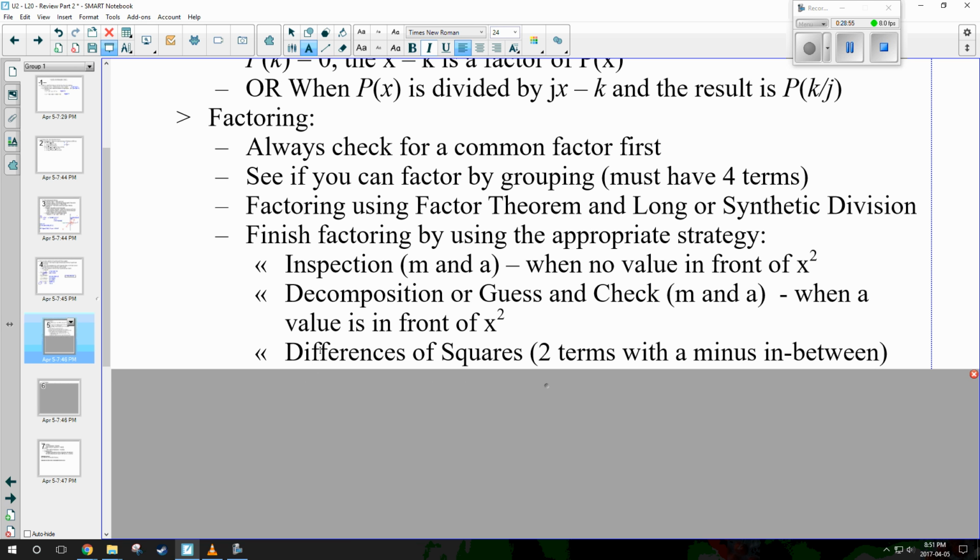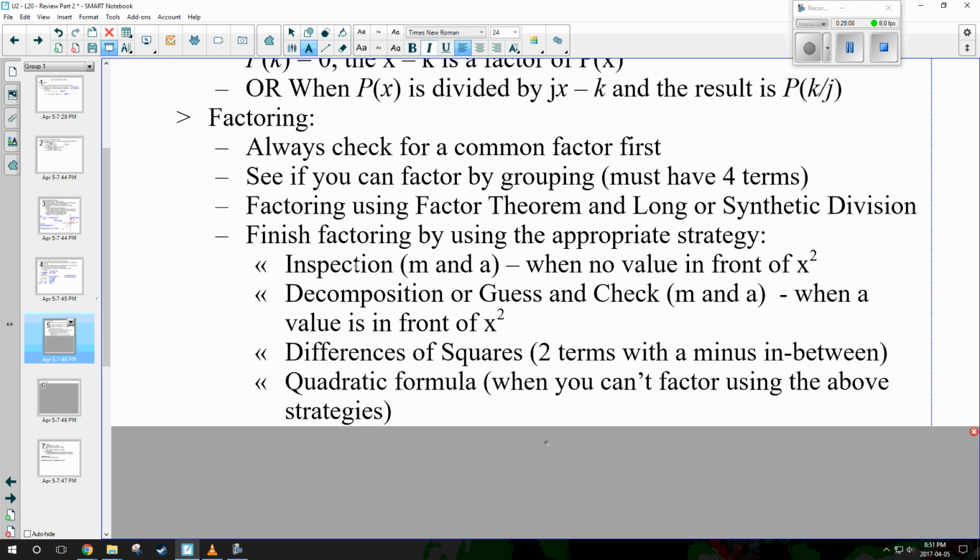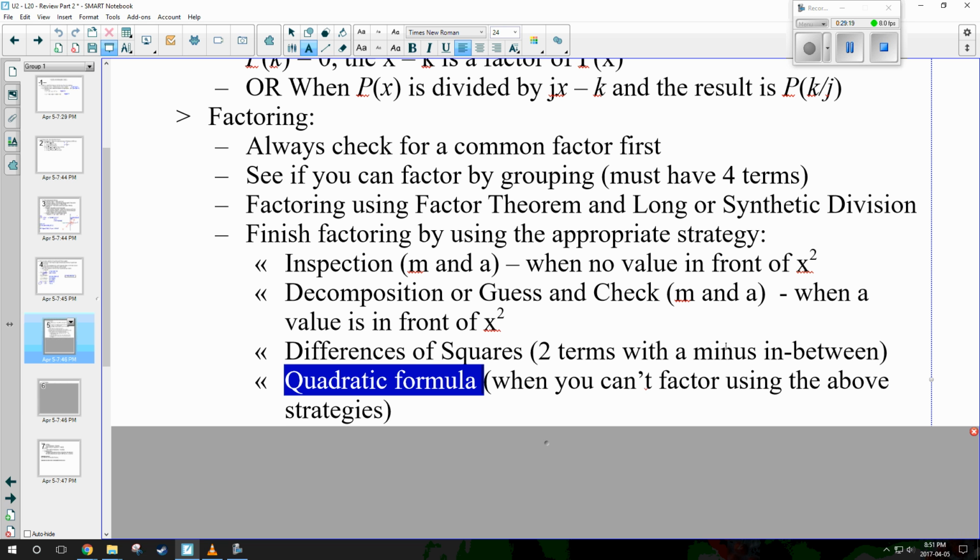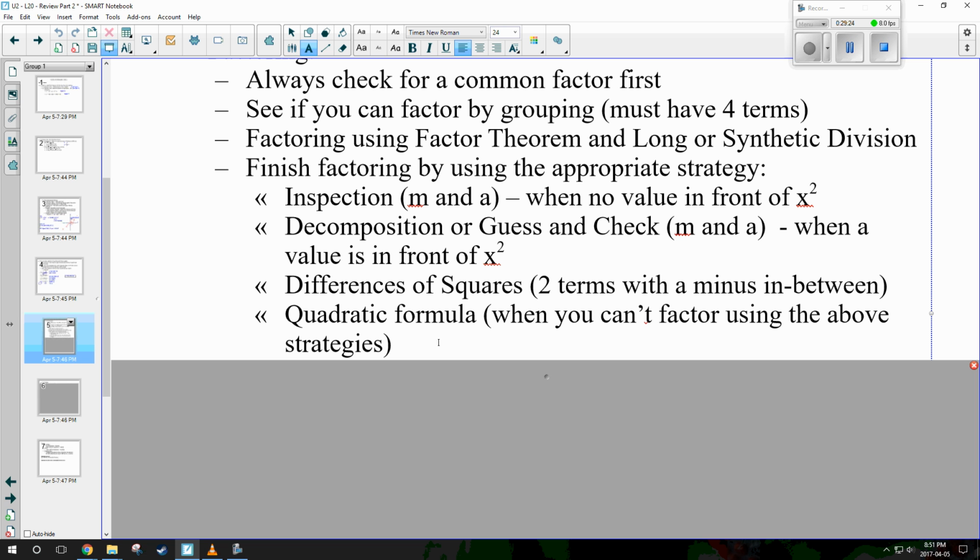Another case that you can look for to help you solve things out is a difference of squares. Remember, difference of squares appears when we only have 2 terms in our equation and there's a minus in between them. The last thing is if we can't factor it using any of those strategies and none of them work and we can't seem to find numbers that will work to multiply or to add, then we use our quadratic formula because otherwise we can't factor. Remember, the quadratic formula will be given to you if you need it.